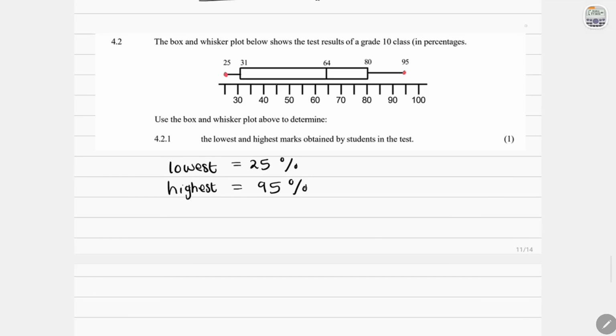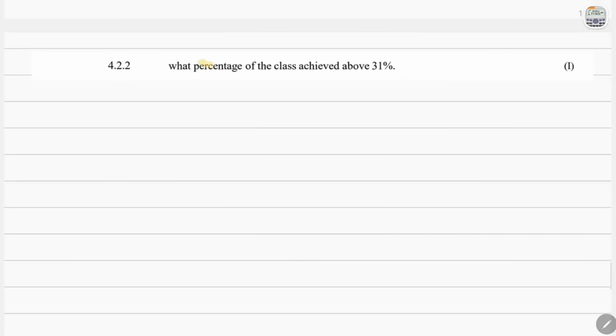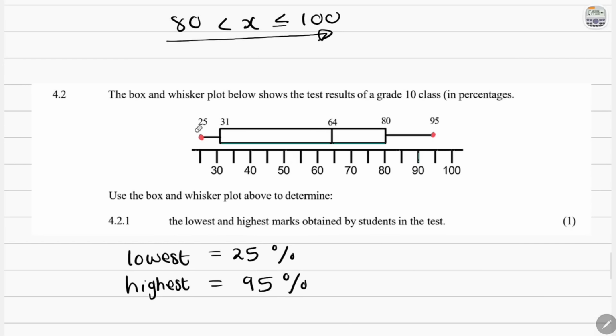Moving on to the next question. Question 4.2.2 says, what percentage of the class achieved above 31%? Okay, remember that all of these are in percentages, right? They just want to know what portion of the class got more than 31%. Here's where they scored 31%, okay? It's clearly marked at Q1. That's Q2. That's Q3. So the part of the class that got more than 31% is everybody here.